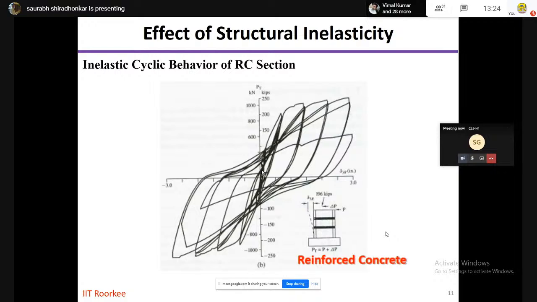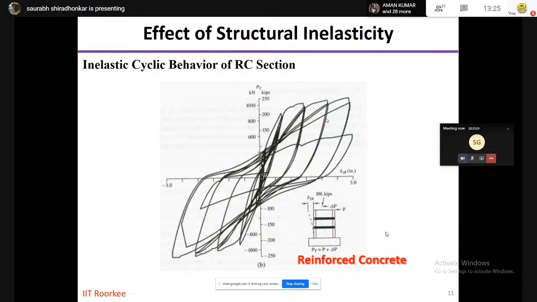Likewise, if you take an RC section or RC column, and if you apply a load at the top of that column, and increase the intensity of that load and also change the direction continuously, then this is what you will get. This is called the hysteretic diagram of an RC section, and it gives you the possible yield point and yield load for this given RC section. And then as the load changes its direction, it shows the amount of area which is enclosed in this hysteretic diagram.